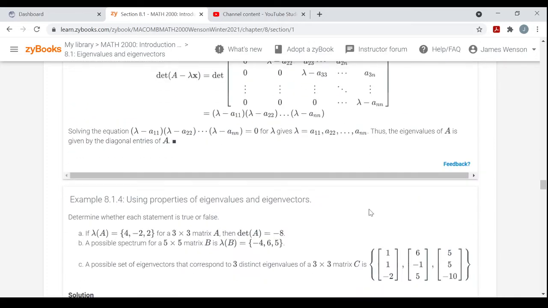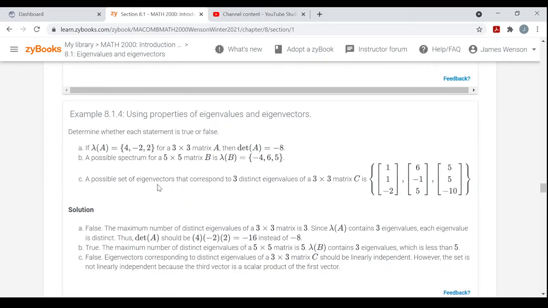I'm not going into all this. So look at their examples. If the spectrum of A is 4, -2, and 2 for some 3 by 3 matrix A, then the determinant would be -8. No. Right, it says determine if it's true or false. If the eigenvalues of A are 4, -2, and 2, then the determinant of A will be 4 times -2 times 2, which would be -16, not -8, and they're saying that here in part A.